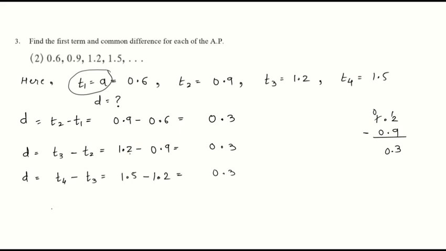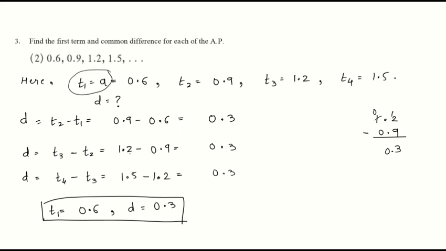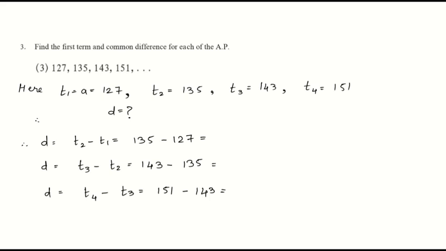Okay, so here we have T1 is equal to 0.6 and we got common difference as 0.3. That is, the first term is 0.6. Okay. Now let's move on to next question.